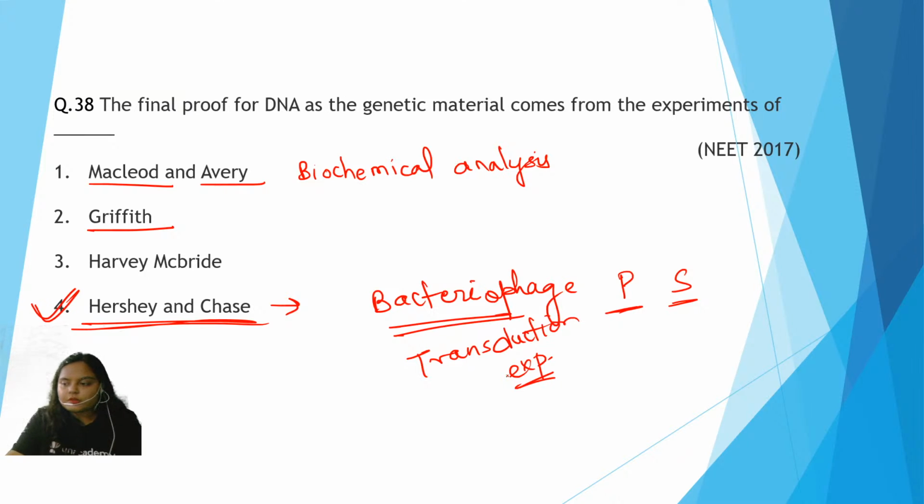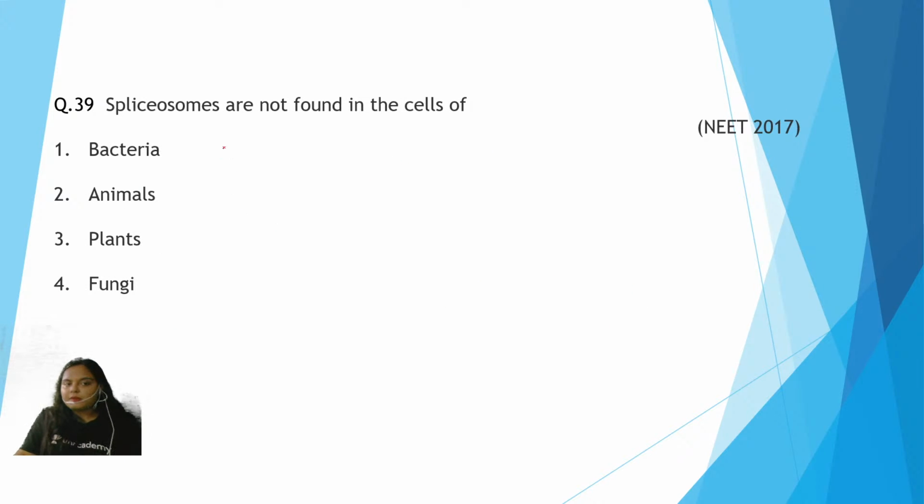Now, next question, question number 39. Spliceosomes are not found in the cells of bacteria, animals, plants, or fungi. So, spliceosomes are the complex which are involved in the process of splicing. It includes certain proteins along with the snRNA, that is a small nuclear RNA, which is synthesized by RNA polymerase 3. So it is not found in the cells of.